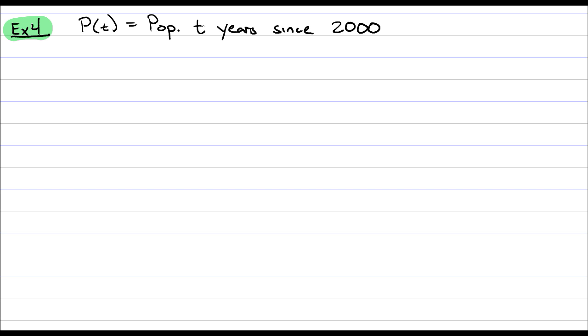Now we're told in this example that the population growth is exponential. And the formula for exponential population growth is P of t equals C e to the kt. And the variables here, C is the initial population, which in this case would mean the population in 2000. E is the constant E. K is the growth rate. And T is time.